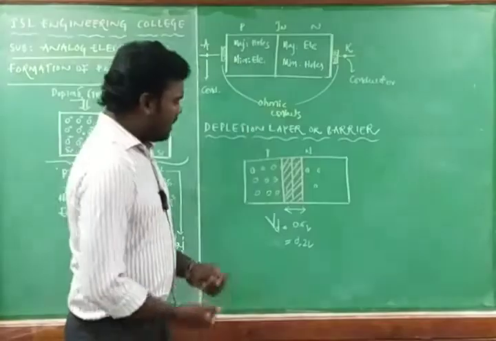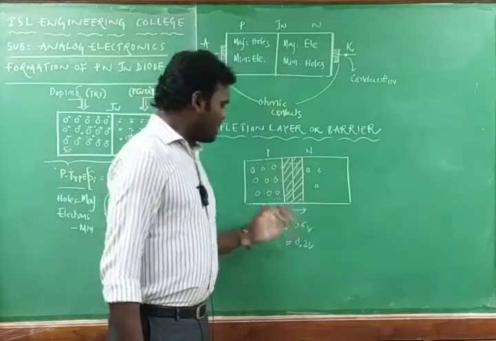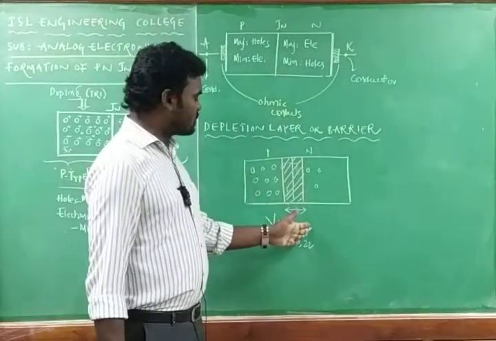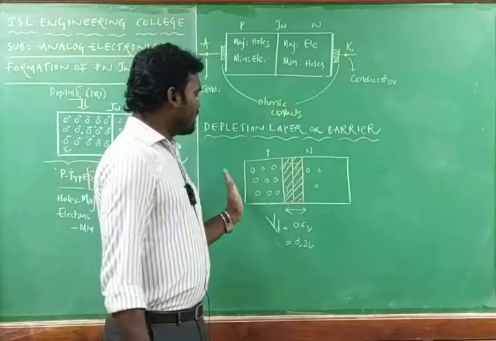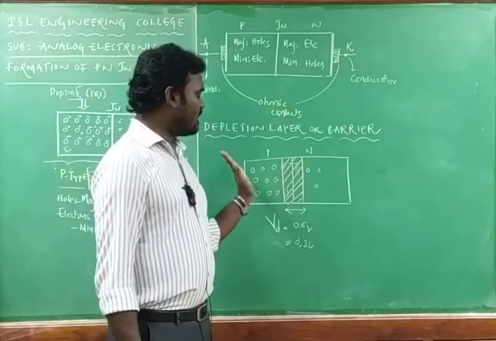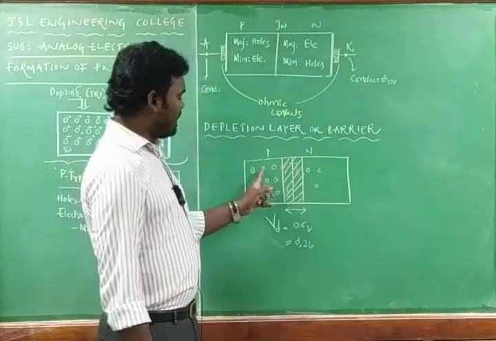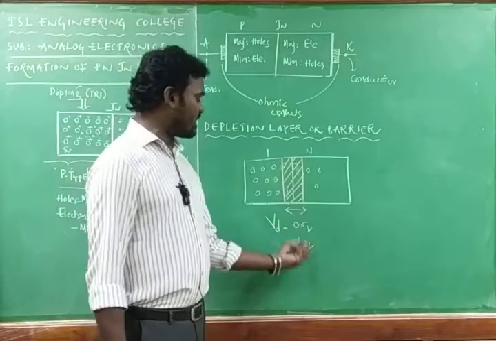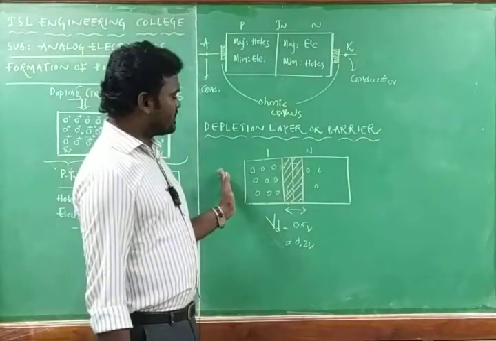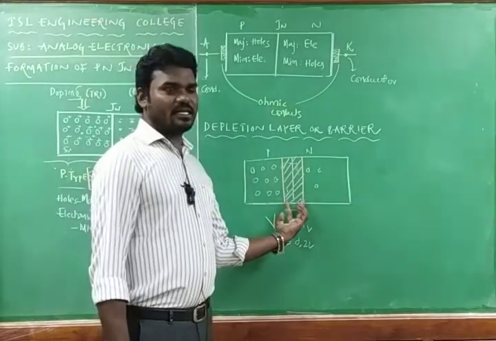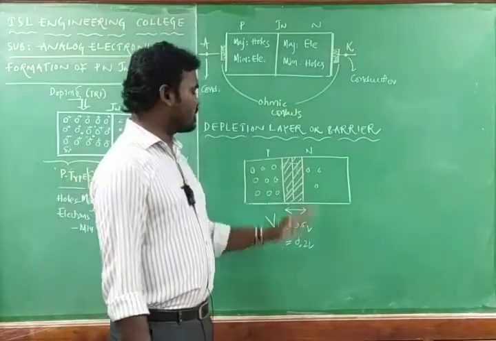That means what? Here this is having the barrier potential of 0.6 volts. Then whenever we apply the 0.6 volts, then only this barrier will disappear. Then only it can allow the charge carriers to move from one side to another side. If it is a germanium PN junction diode, the barrier potential is about 0.2. If we apply 0.2 volts as a biasing voltage, then only this depletion region will disappear, and it allows the charge carriers to move from one side to another side.